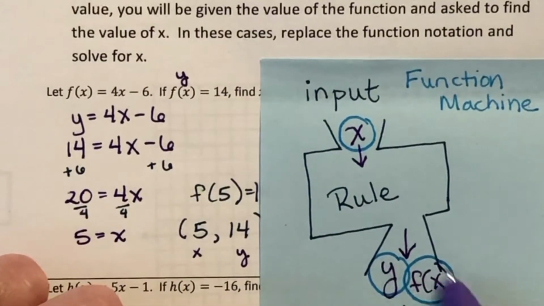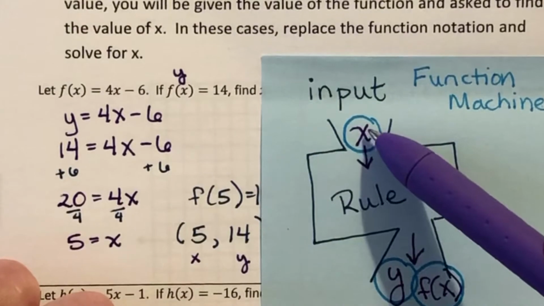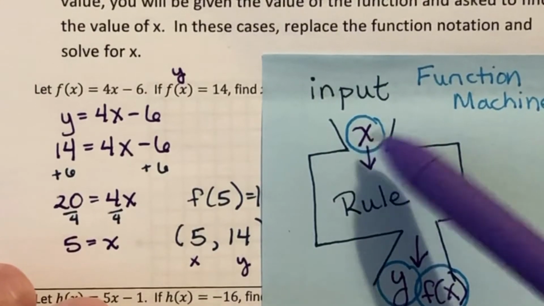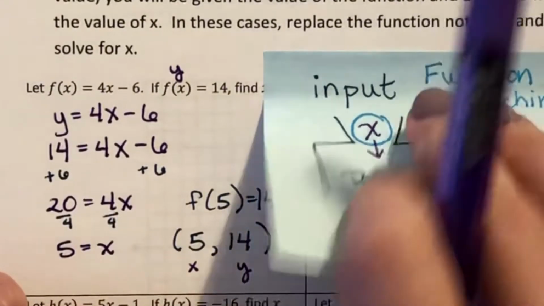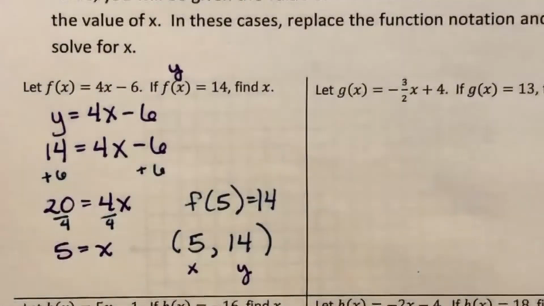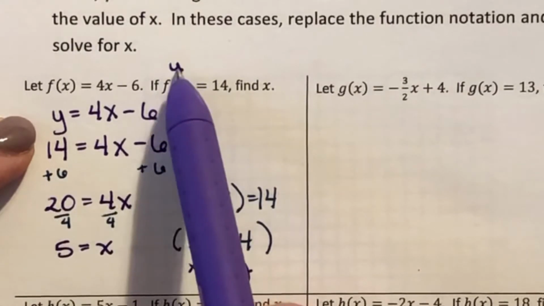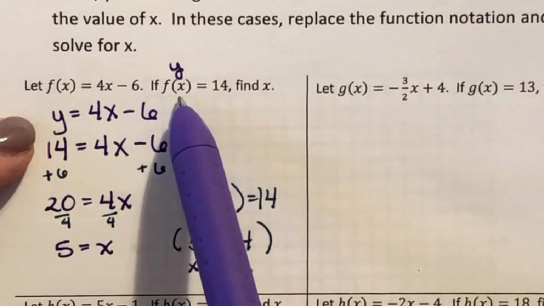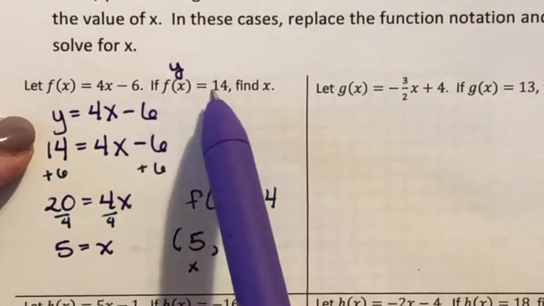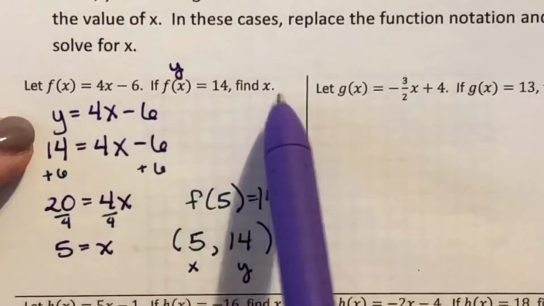So we're given our output. We have to unravel our equation to find what the input was. In these cases, we're going to replace the function notation, and all we're going to do is solve for x. So in our first example, I know that f of x is just another way of saying y. The y and f of x are just two different names for an output. So I know my output is 14. I have to work backwards using my equation to find x.